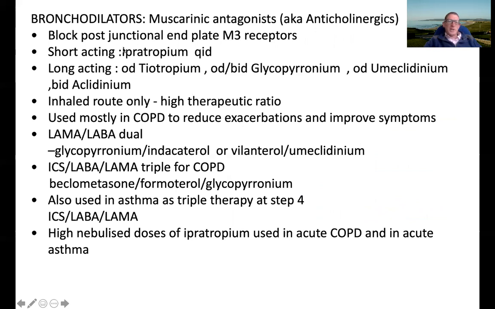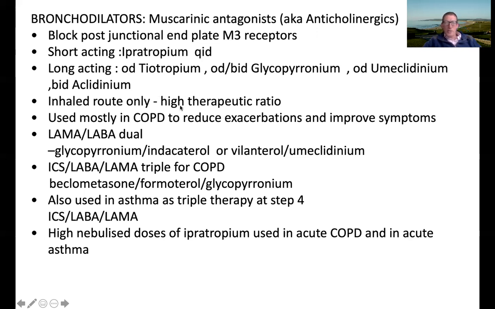Some people call them anticholinergics because they block acetylcholine, but most people call them muscarinic antagonists because they block M3 receptors. We can divide them into short-acting, ipratropium, which you have to give 4 times a day, or long-acting, probably the one to remember, the archetypal one, which has been around for probably now 15 to 20 years, is tiotropium. There are other ones which can be given once or twice a day, like glycopyrronium, umeclidinium, or aclidinium. But the archetypal one, if you're going to learn one, learn tiotropium.